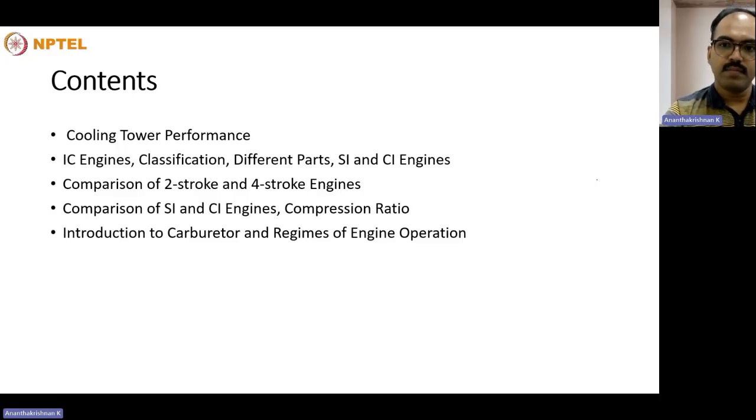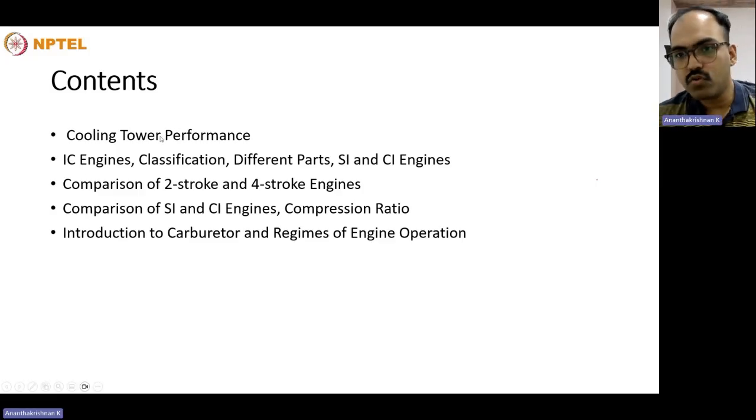Then in the second part, we'll be seeing a few questions on IC engines. That's a new topic that we'll be discussing in this week, and different parts of SI and CI engines. These are the lectures uploaded on this week's course website: the comparison of two-stroke and four-stroke engines, comparison of SI and CI engines, compression ratio, introduction to carburetor, and regimes of engine operation. Right, so without wasting much time, we can move into the problems of this week.